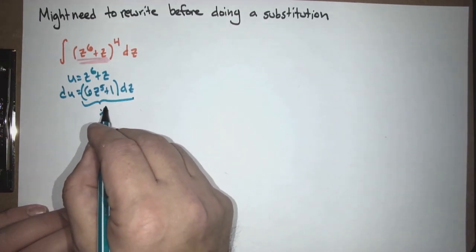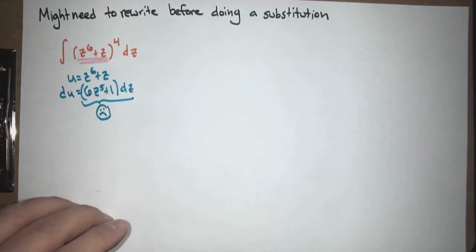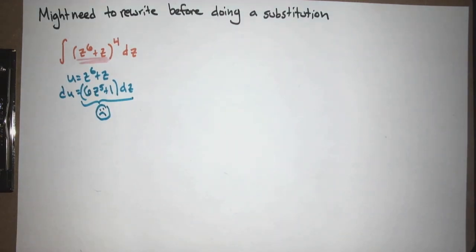We're sad because there is no 6z to the 5th plus 1 available to us. Oh, it's like that Mario theme music when he didn't make it. Dun, dun, dun, dun, dun, dun, dun. Okay, so that's not a good substitution because we can't account for the du.